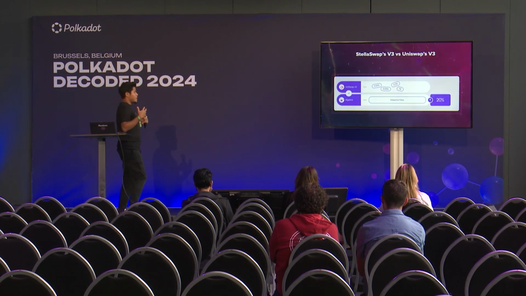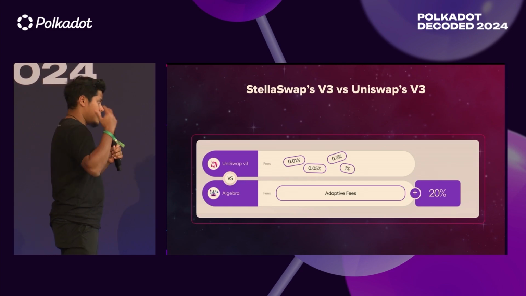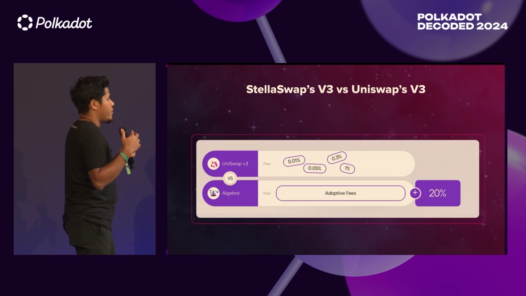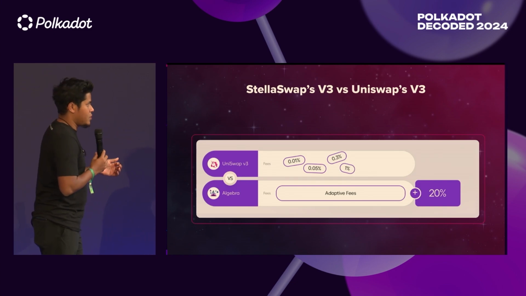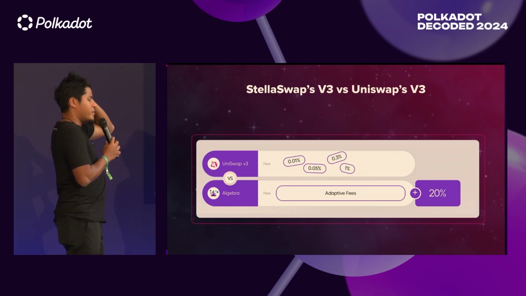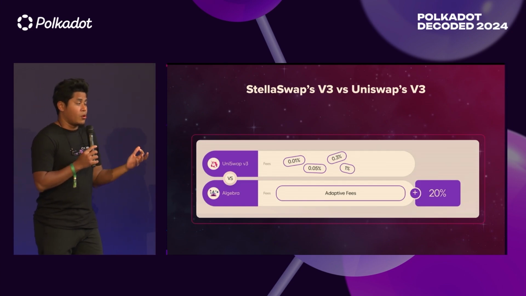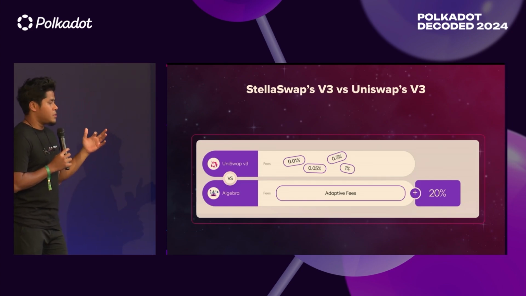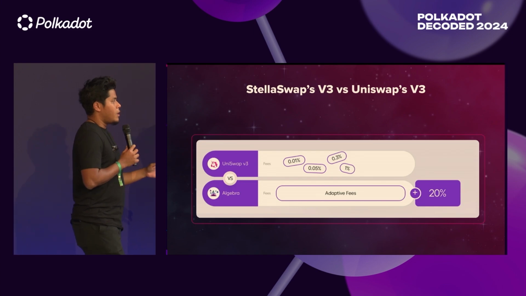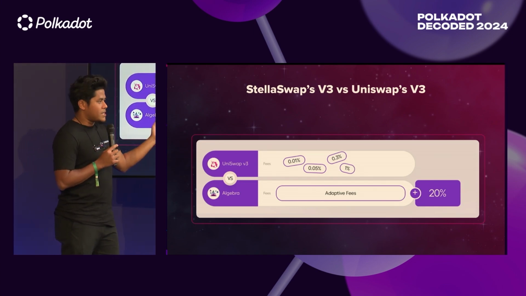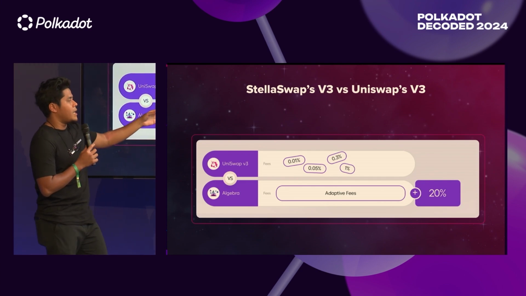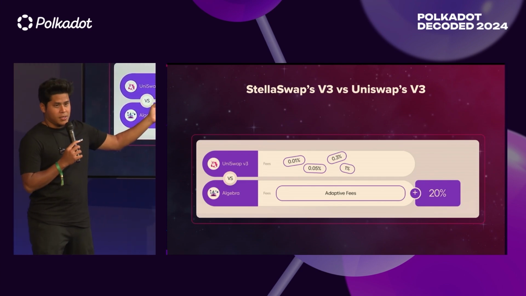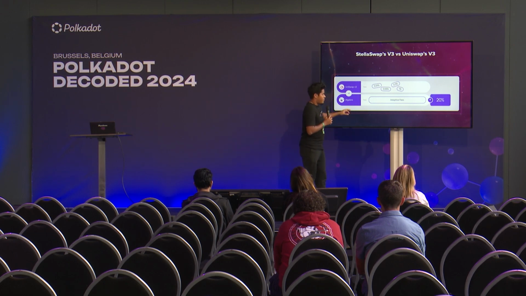Now, we transitioned to V3 at the start of last year, and we basically use the tech stack of Algebra, which is a competitor to Uniswap V3. One of the core differences of why we chose Algebra's V3 was because Algebra used adaptive fees, or dynamic fees, which means that Uniswap V3 has different fee tiers where you can provide your liquidity, while for us, it's just a single pool tier where fees are dynamic, right?